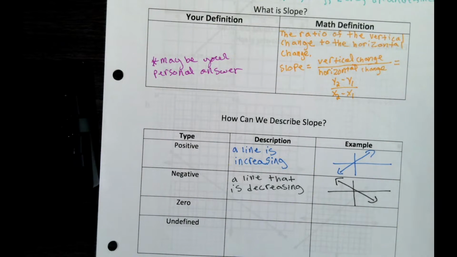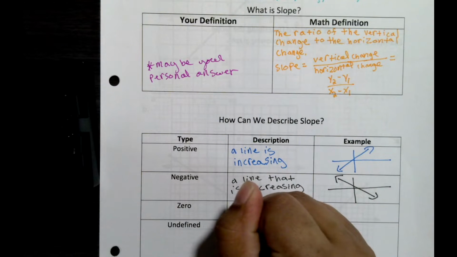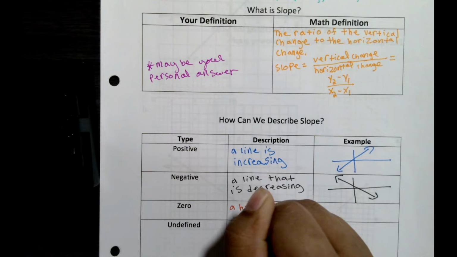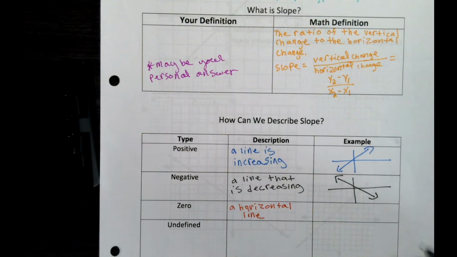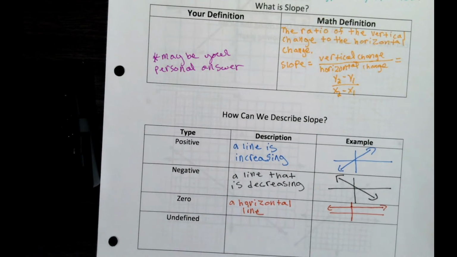So if our slope is 0, that means it's not going up. So this type of line is going to be one that is horizontal. That's our x and our y-axis. And if I was to draw a line like this with arrows at the end, this line would keep going. That would be an example of a 0 slope, just a horizontal line.